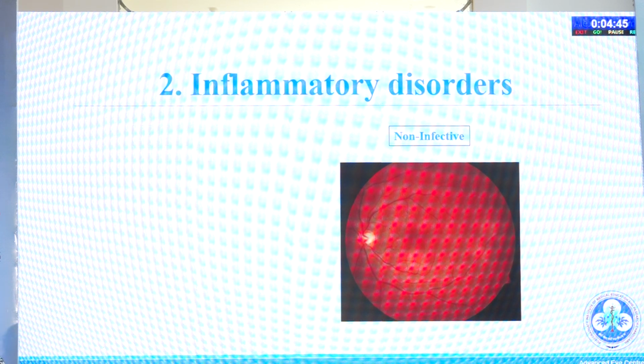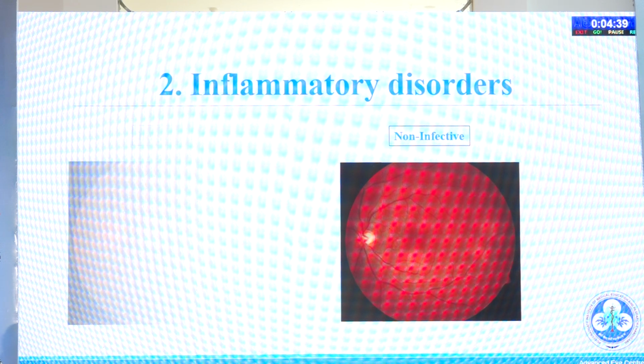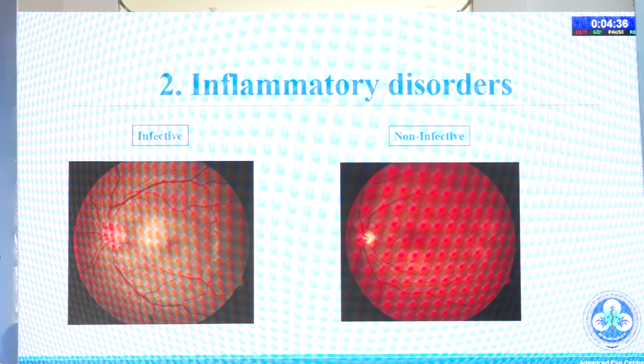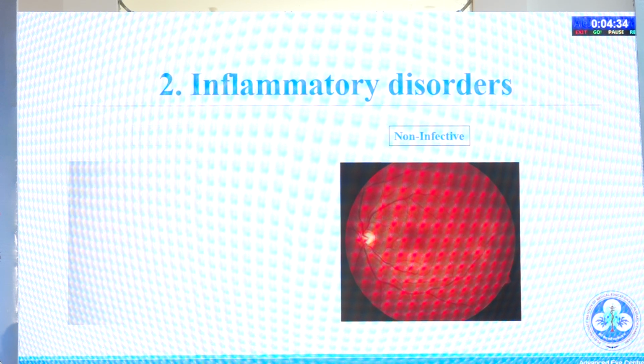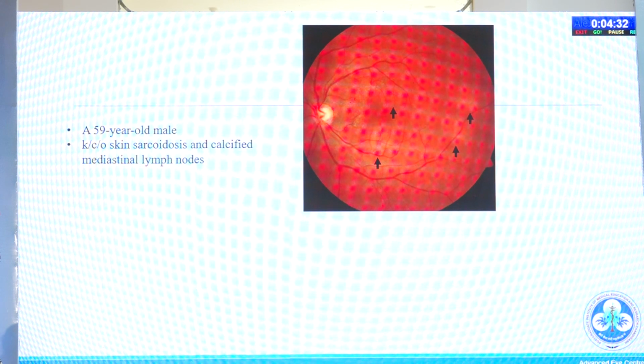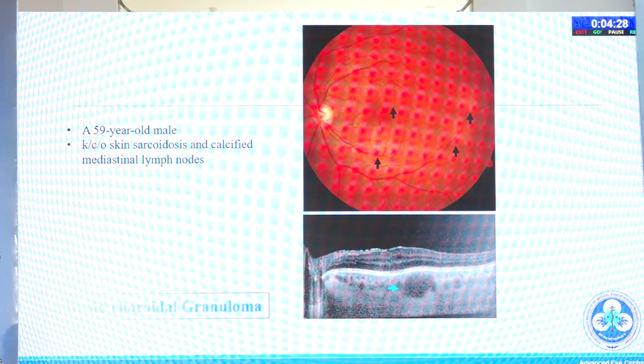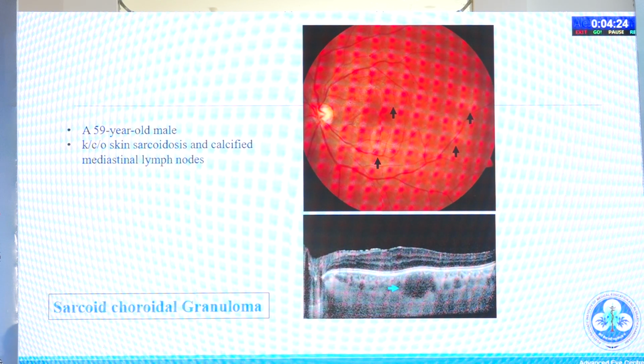So the second possibility is a non-infective inflammatory disorder. If you have these multiple lesions in the fundus, especially in the posterior pole, they are not as exudative as the previous one. They are orangish in color. This was a patient with skin sarcoidosis and calcified mediastinal lymph nodes. The OCT is very much different from what we saw in the previous case. These are intrachoroidal granulomas. This was a case of sarcoid choroidal granuloma.